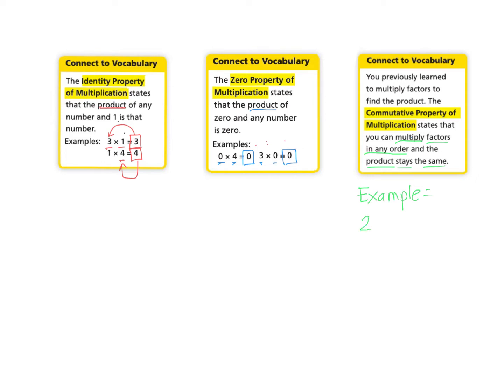So we have the factors 2 and 3, and we know that 2 times 3 makes the product 6. Well, this property says that I can take 2 and 3, the factors, and I can change their order. So I can make this 3 times 2, and my answer, or the product, should still be the same, and that is correct. 3 groups of 2 make 6.